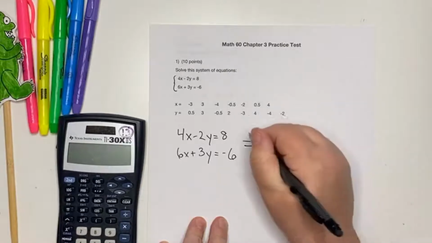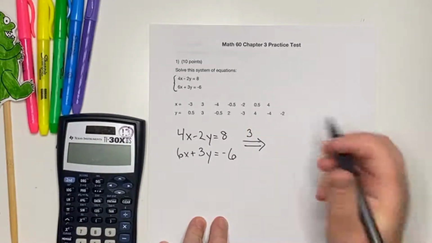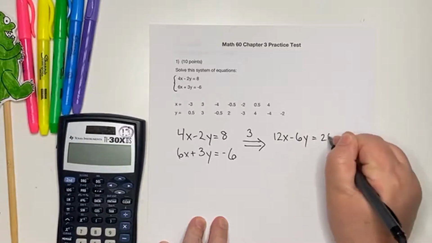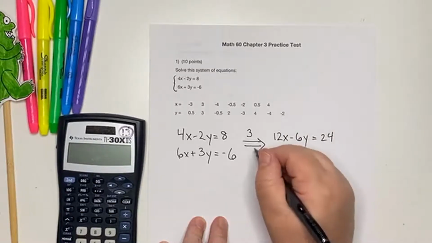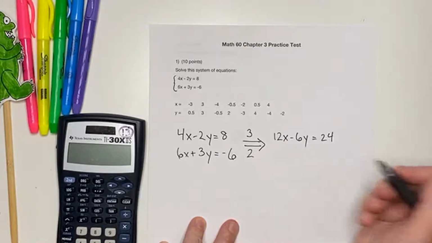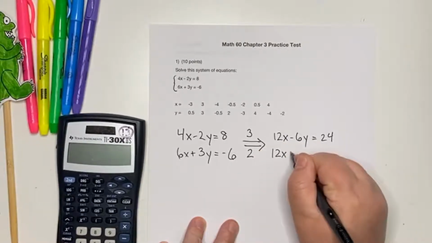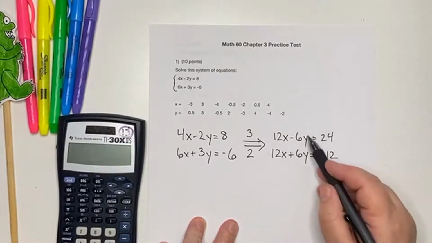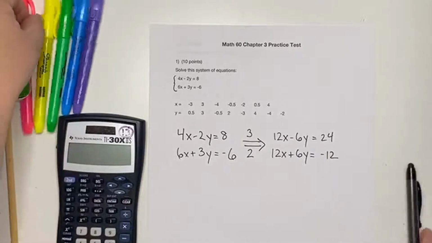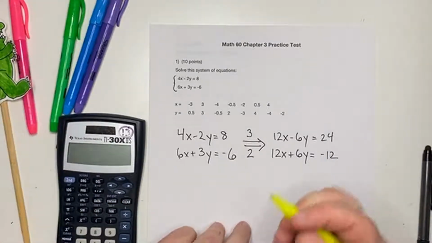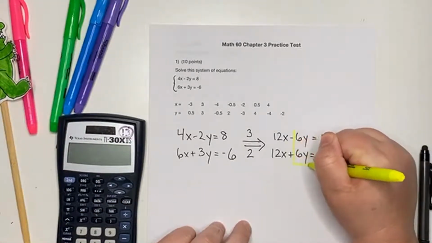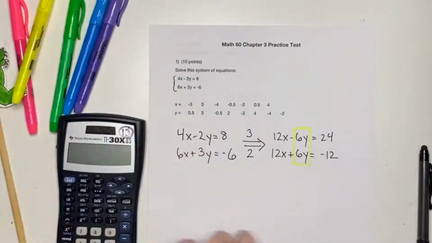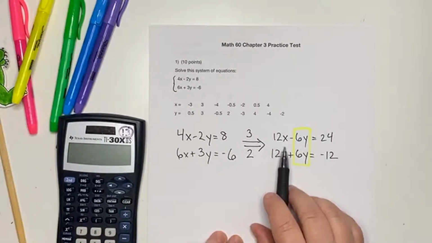So up top, I'm going to multiply the whole equation by 3. I'm going to get 12x minus 6y equals 24. And the bottom equation, I'm going to go ahead and multiply by 2. I'll get 12x plus 6y equals negative 12. And notice I did get the y's in position to cancel.